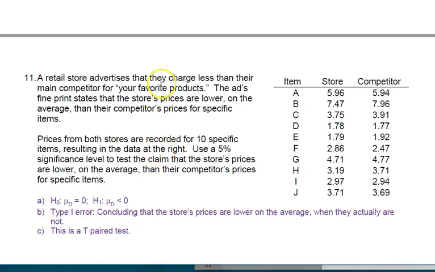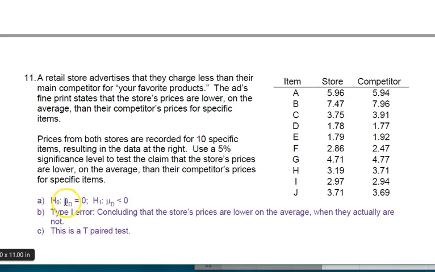One more of these. In this one we actually have the data. We've got prices for specific items at one particular store and at their competitor's store. The claim is that the store's prices are lower on the average than their competitors for specific items. Notice for each one of these items we have 2 different measurements, 2 different prices. That means that these are paired samples.